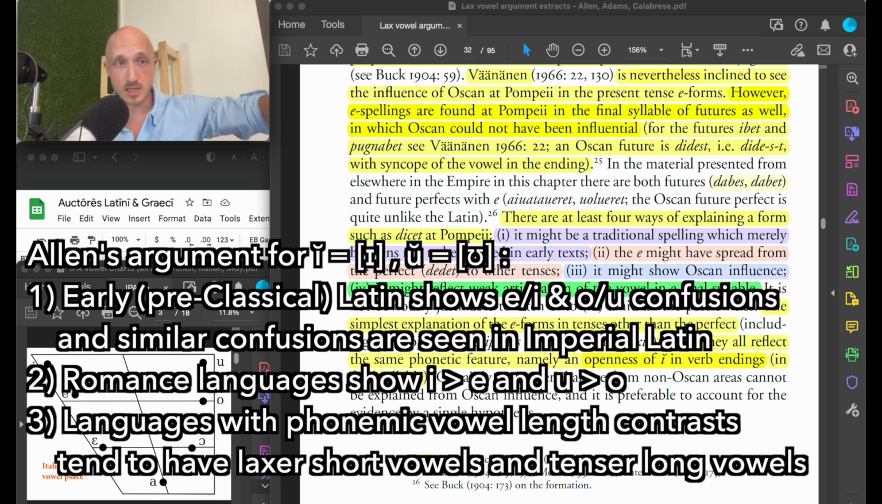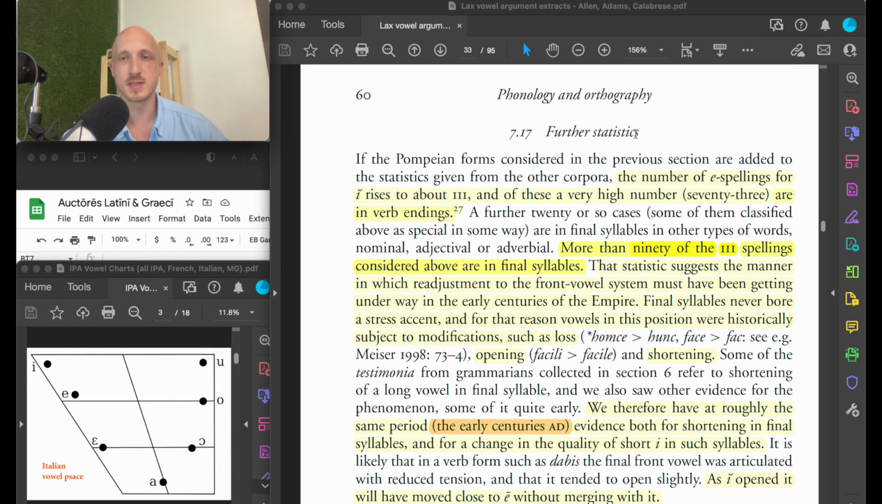Now, all the early Latin stuff is not worth anything. Adams has demonstrated that very convincingly. Here in the Imperial period, we're starting to see the first signs of it, but it's only syllable final. Further statistics. The number of e spellings for ē rises to about 111 when we put them all together, and of these, a very high number, 73, are in verb endings. All told, more than 90 of the 111 spellings considered above are in final syllables.